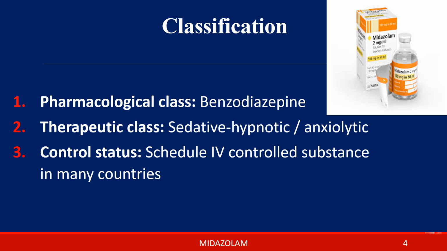1. Pharmacological class. Benzodiazepine. Means midazolam works like other benzodiazepines on the GABA system in the brain. 2. Therapeutic class. Sedative, hypnotic, anxiolytic. Means midazolam is used to calm or sedate patients and reduce anxiety. 3. Control status. Schedule IV controlled substance in many countries. Means midazolam has some potential for abuse or dependence but is considered to have a lower risk compared to Schedule I-III substances, and it's regulated accordingly in many countries.